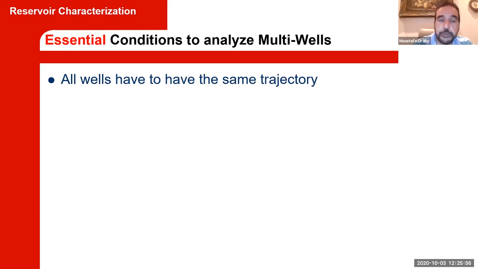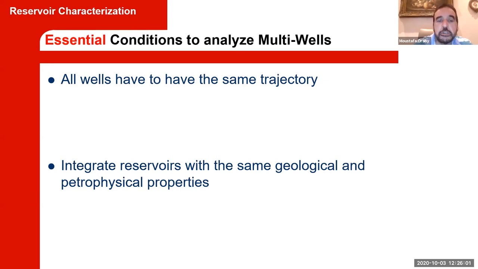Second, when you look at integrating things, you have to integrate reservoirs with the same geological and petrophysical properties. Then you also have to ask, how can this happen? There is some variability in my reservoir. Yes. And that's why it's your role to look at this variability and to combine the things that are alike together and the things that are different together. That's what we call the flow units: things that have the same characteristics and things that are different in characteristics. So first of all, you have to standardize the well trajectory.